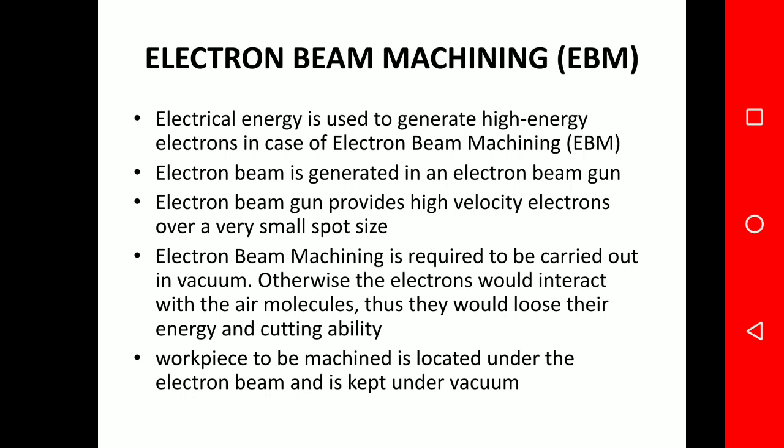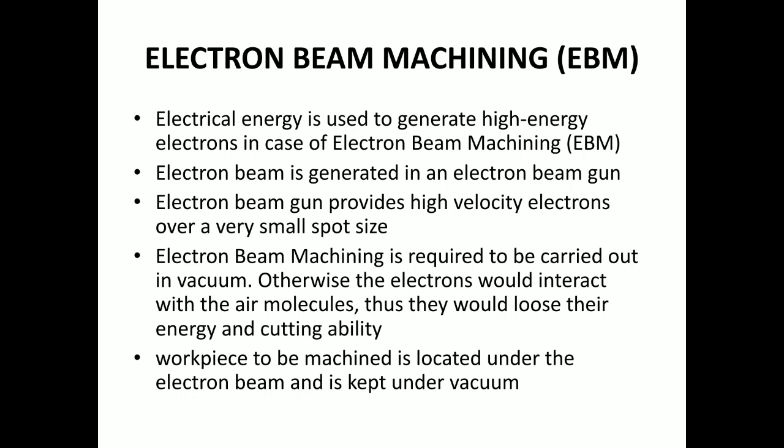In laser beam machining we were using a coherent light source, energy packets called photons, to machine the material. Now in electron beam machining, electrical energy is used to generate high energy electrons. So here the machining is done by high velocity moving electrons, with velocities as high as 20,000 to 2 lakh kilometers per second.